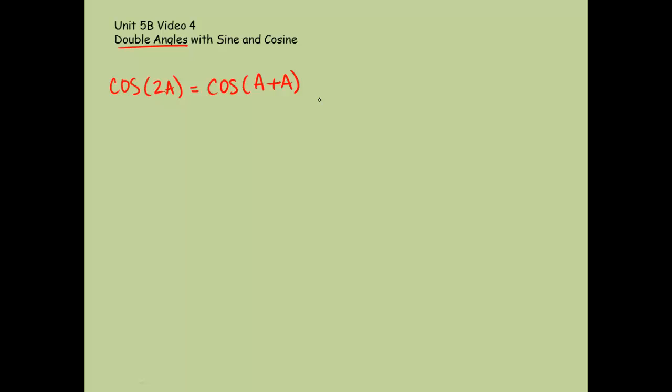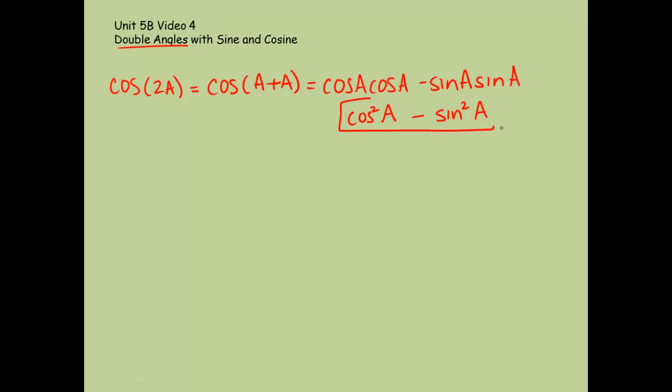So this brings us back to our sum of our cosine. We did this one before. It gives us the cosine of the first times the cosine of the second, minus the sine of the first times the sine of the second. It just so happens that the first and second angle here, instead of having a B, is another A. So if I combine these using multiplication, I get cosine squared of angle A minus the sine squared of angle A. And that is our double angle identity for cosine.